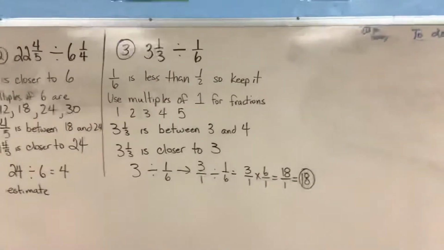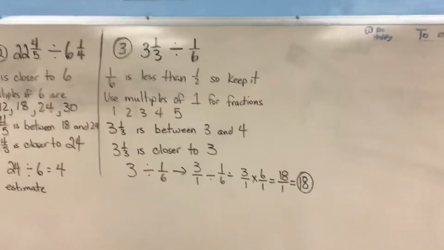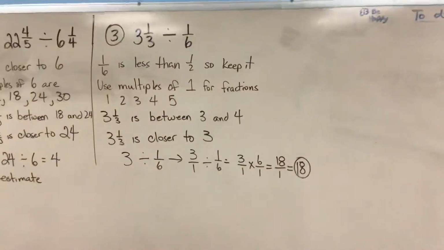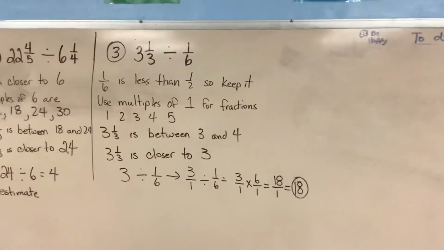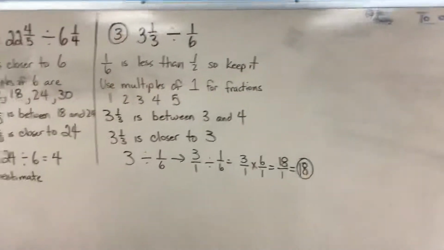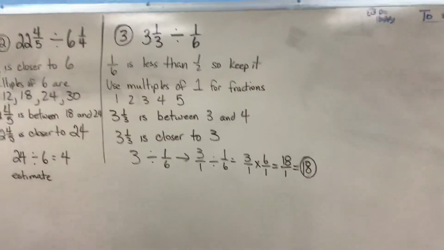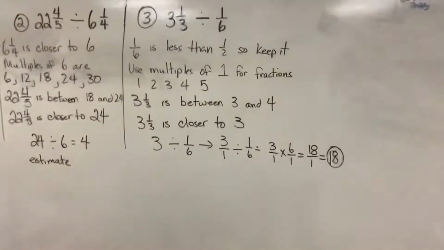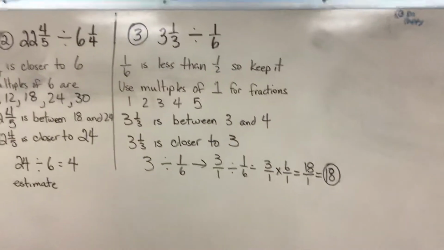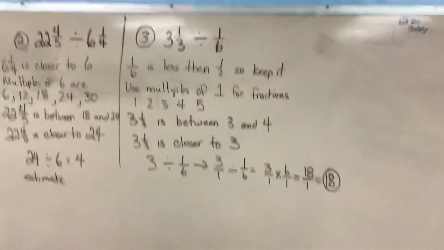Here's the one nobody likes. 3 1/3 divided by 1/6. 1/6 is less than 1/2, so I keep it. I use multiples of 1 for any fraction that is less than 1/2 or 1/2, just because it's very easy to work with. So in this case, 1, 2, 3, 4, 5.